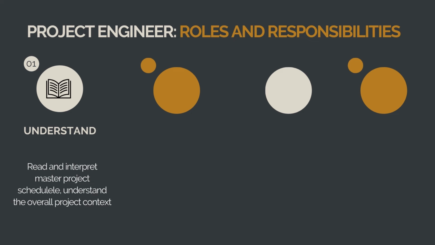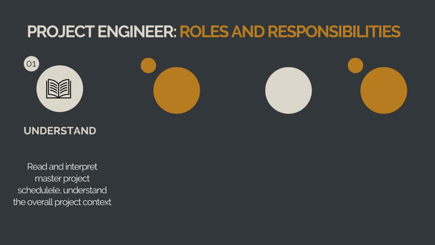This then takes us to the role and responsibility of a construction project engineer in managing a schedule. There's really 4 key things you need to be able to do as a project engineer to effectively implement construction project scheduling. Number 1 is just to understand the overall project scope and the overall project schedule. By being able to read and interpret the master project schedule, you can see how your package of works fits into the overall broader picture.